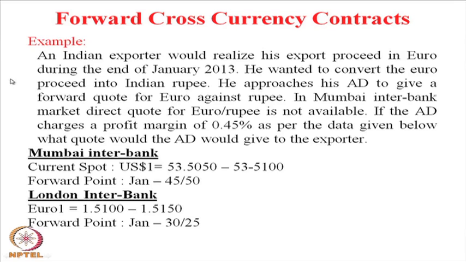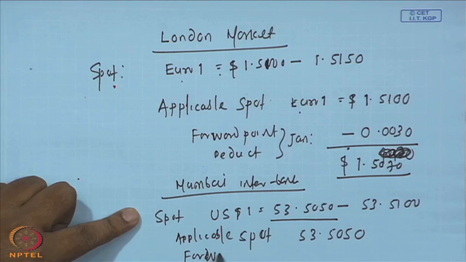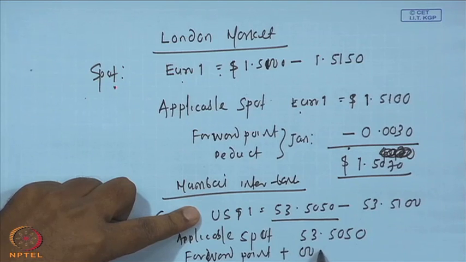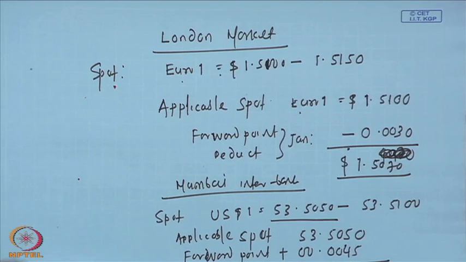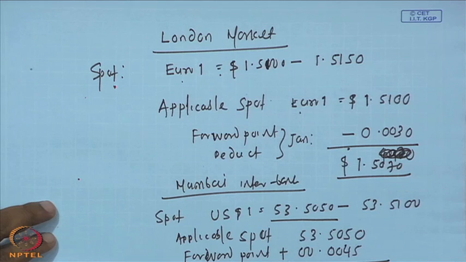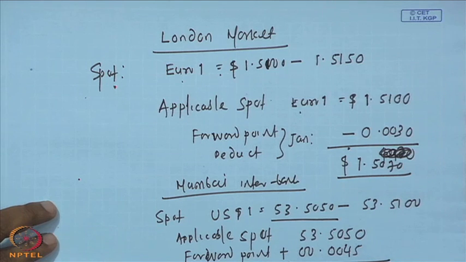So, for the January month, what is the forward premium I have to see? In the January month, the forward is 45.50, the rupee is depreciating. So, I have to add the forward points for January month. So, 0.0045, so this rate will be 53.5095. So, in the month of January the rate will be 53.5095.